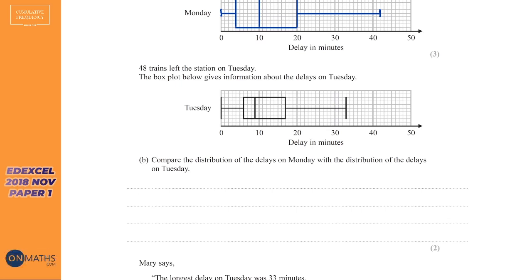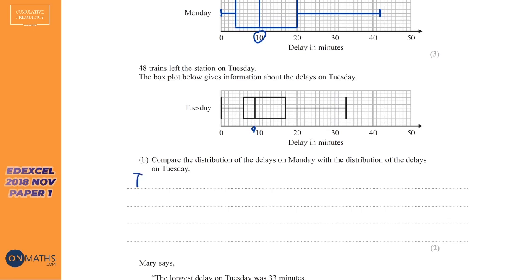I always pick the interquartile range, but you don't need to. You could just pick the normal range. So the first thing I'm going to write is that I'm going to first of all compare the median. So the median is 10 on the first one and 9 on Tuesday. So 10 on Monday, 9 on Tuesday.